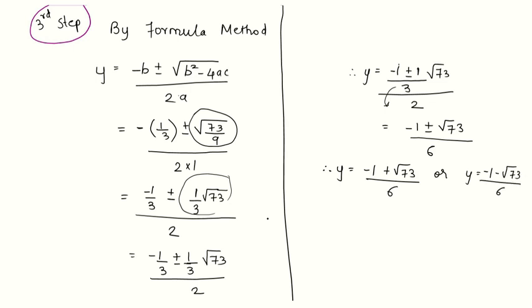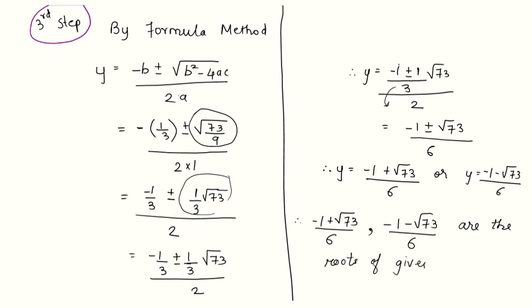As this cannot be solved further, minus 1 plus root of 73 divided by 6, comma, minus 1 minus square root of 73 divided by 6 are the roots of the given quadratic equation. For this question, try to pause the video and solve it again 2 to 3 times, and it will clear your doubts. In case you find any difficulty, do mention your query in the comment section and I will answer there.